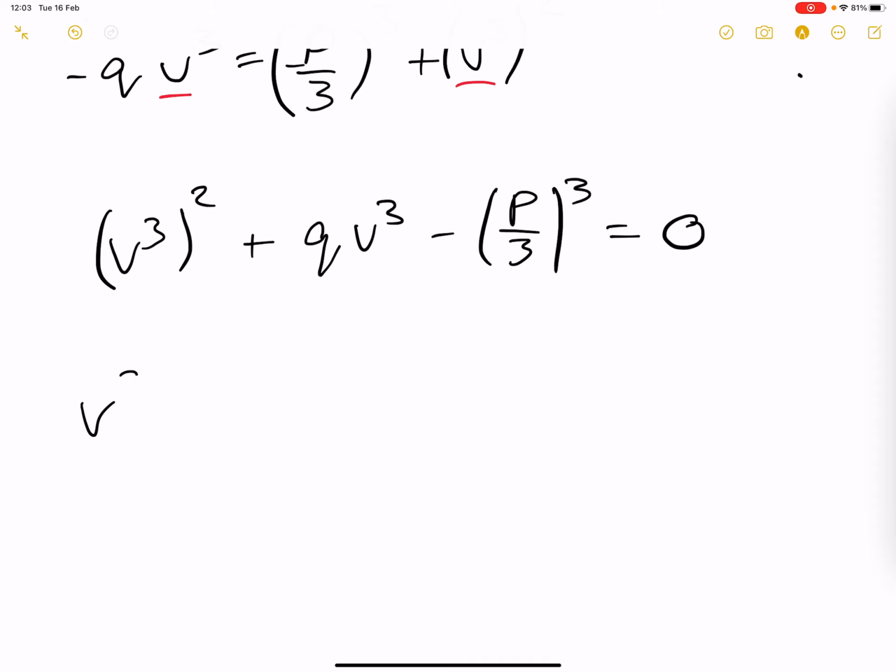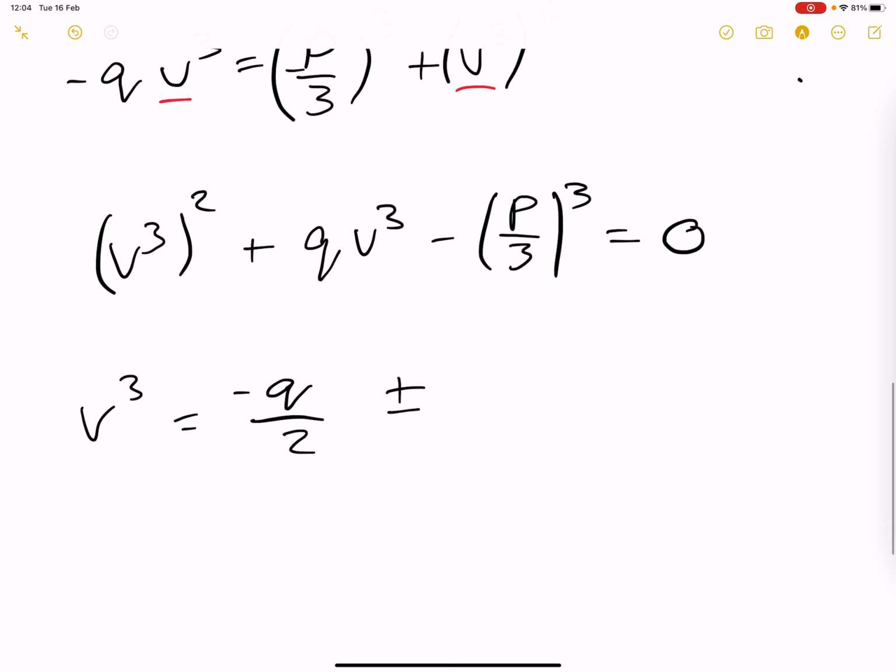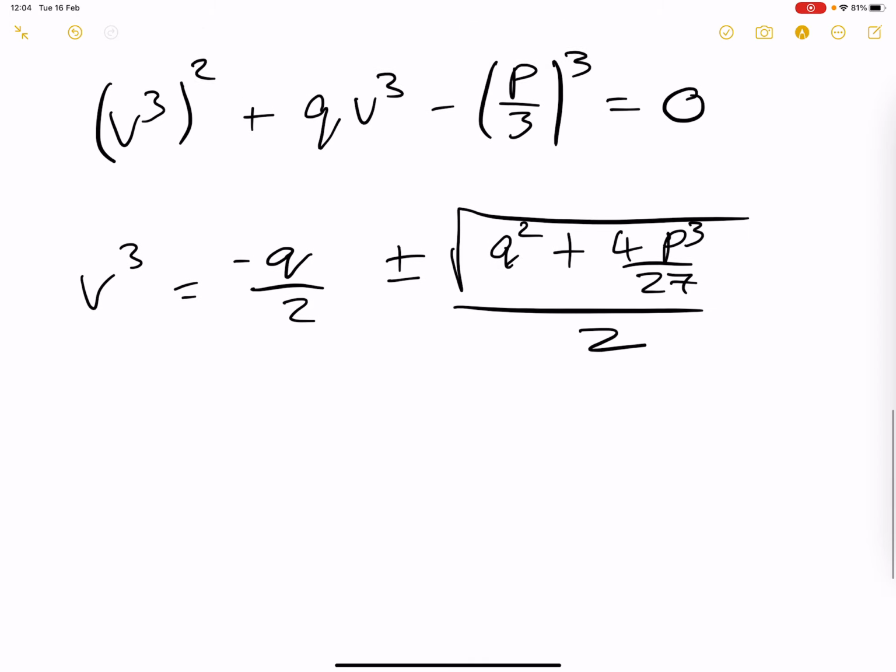So we say that v cubed is equal to, no, I'll write that again. V cubed is equal to negative q over 2 plus or minus the square root of b squared, q squared minus 4ac, so that will just be plus 4p cubed over 27. And that is over 2 as well.